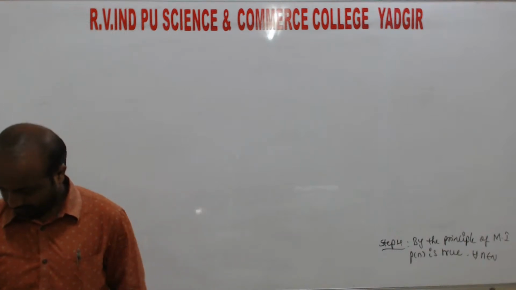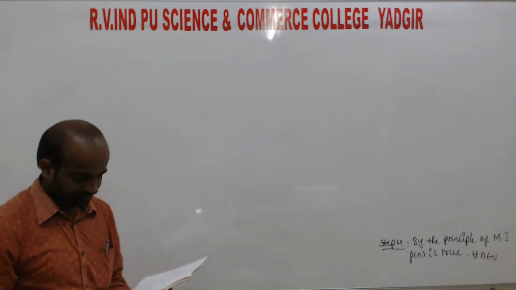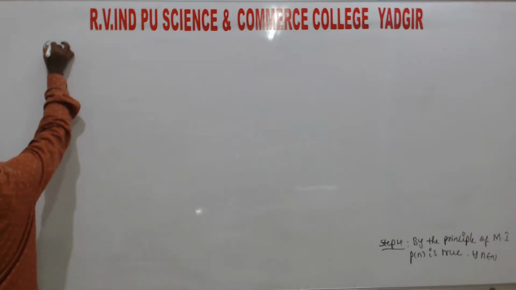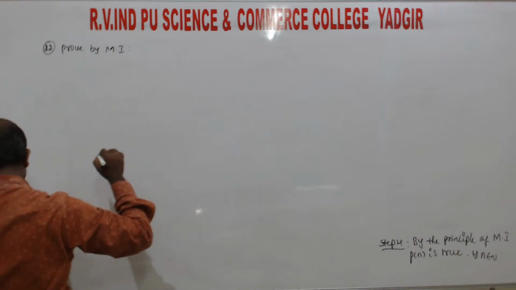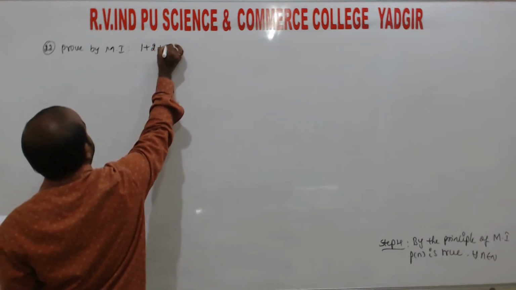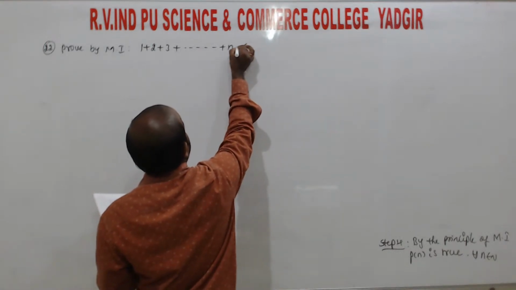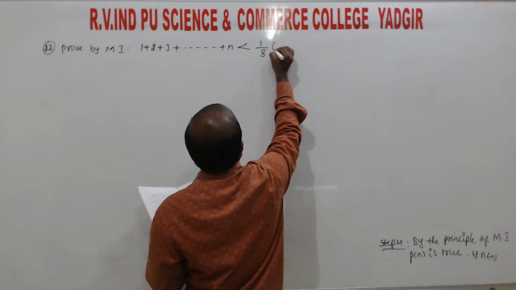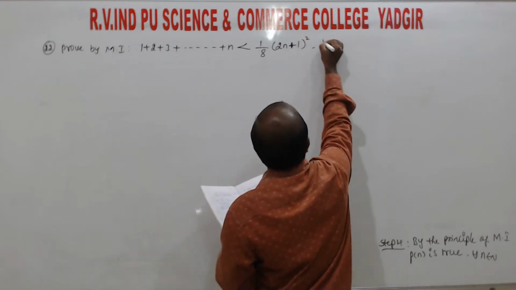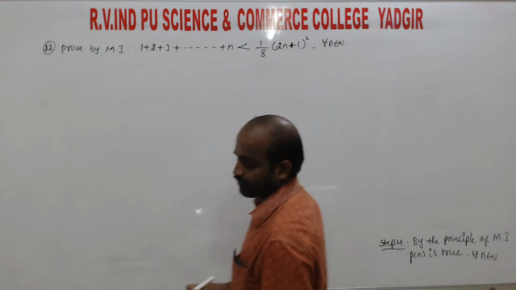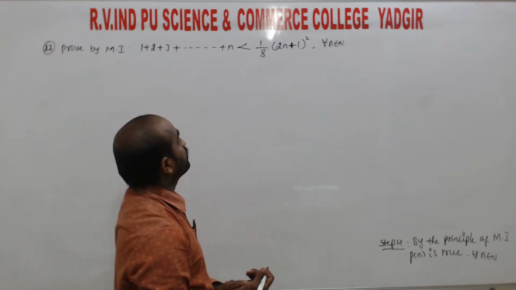Next question. Prove by mathematical induction. 1 plus 2 plus 3 and so on n is less than 1 by 8 into 2n plus 1 whole square, for all n belongs to N.